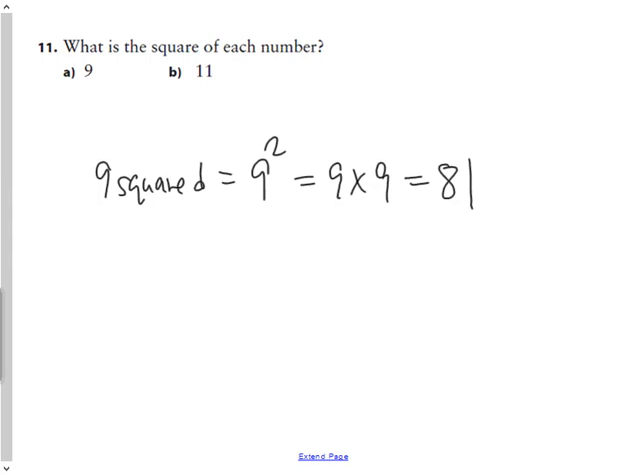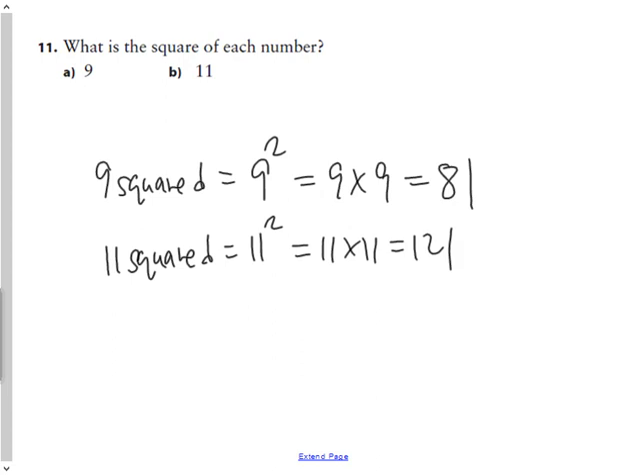I'm skipping the odd or the even ones. The second one, 11 squared. What's the square? 11 squared is 11 times 11, which is 121.